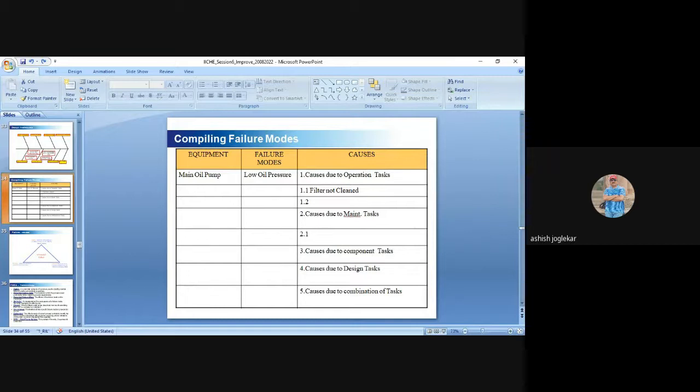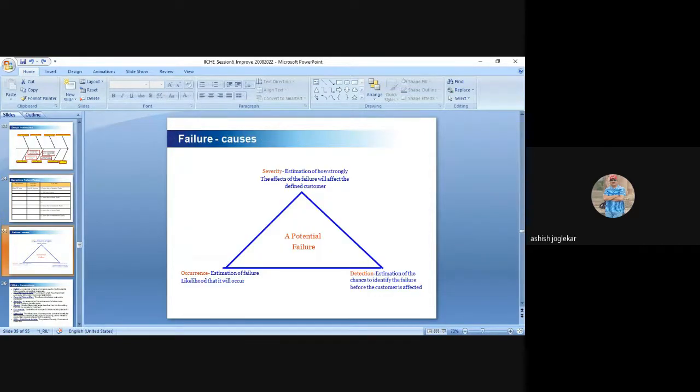And then we have compiling failure modes like cause due to operation task, filter not clean, cause due to maintenance. They are all tabulated in this table, all these modes. So a failure is caused by a triangle. That is severity, occurrence, and detection. Every failure will have these three effects. There will be a severity effect, there will be an occurrence effect, and there will be detection, which is the identifying of the failure. Severity is the impact, how strongly it's impacting the customer. And occurrence is how many times the failure is occurring.